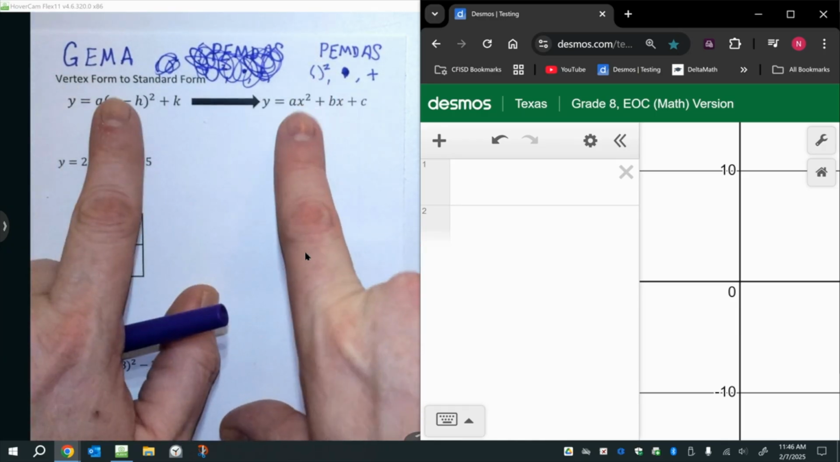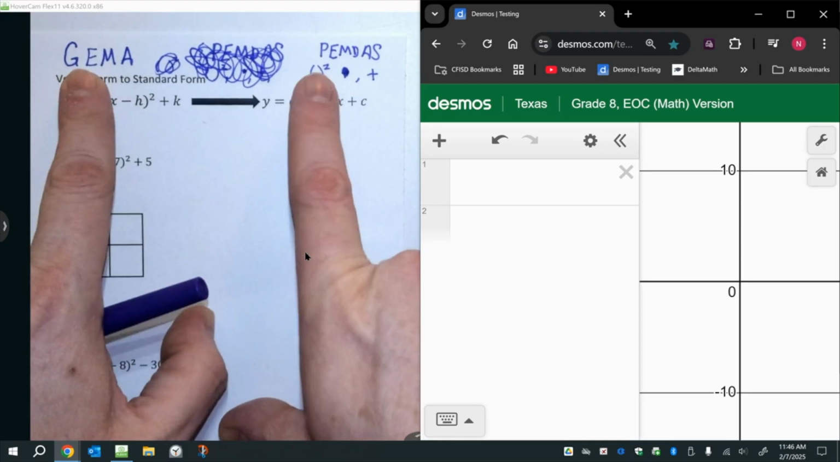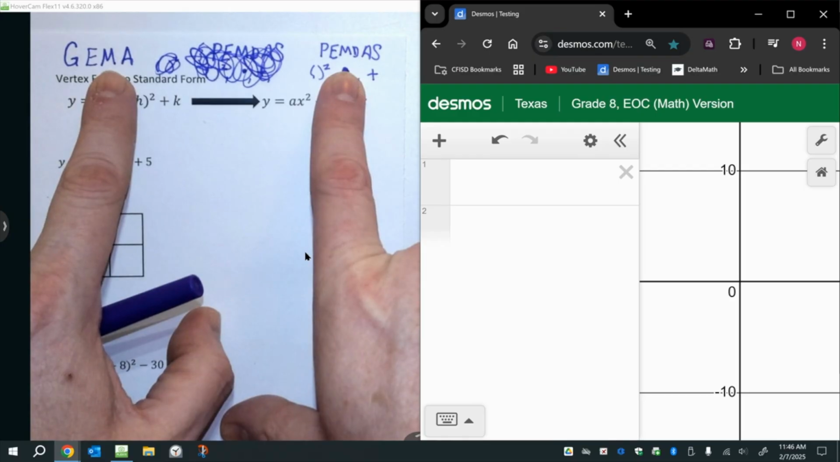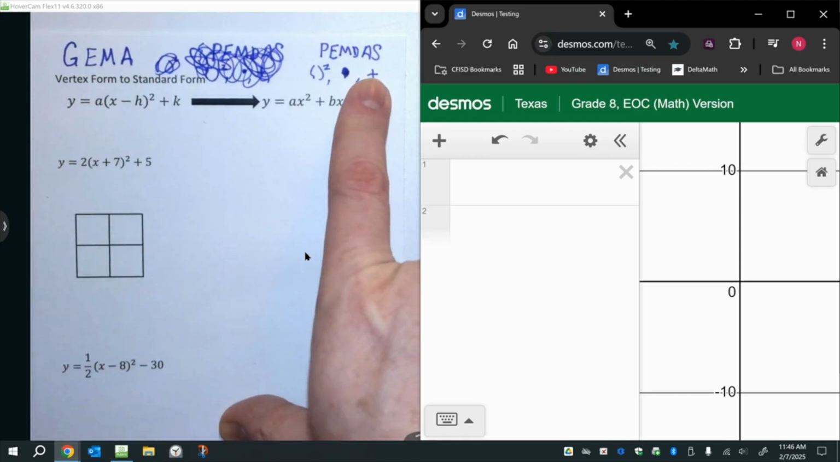So we're going to take care of the parentheses first. Okay. Then we're going to take care of our exponent, which is this piece. Then we will multiply, and then we will add. All right, so let's take a look.